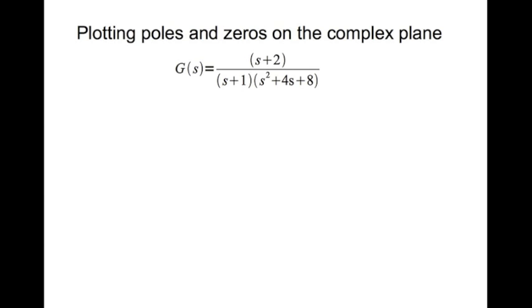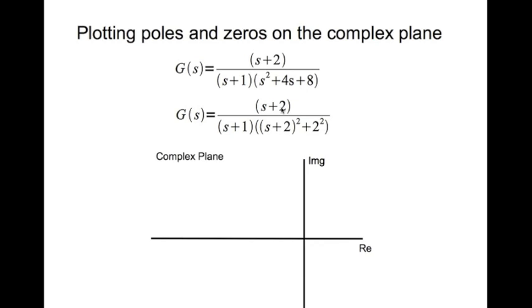So let's look at the transfer function G(s) equal to (s plus 2) divided by (s plus 1) times (s squared plus 4s plus 8). This is the numerator, this is the denominator. It has 1 zero and 3 poles. If you look at this term here and do b squared minus 4ac, you'll find that it's less than 0. So this is a complex pole pair, and if we complete the square and write it, this is what we get. Okay, this is the complex plane.